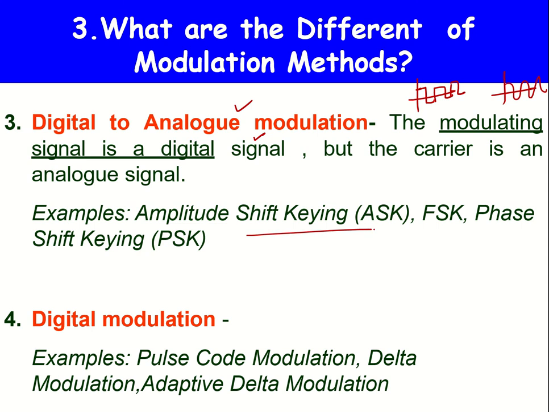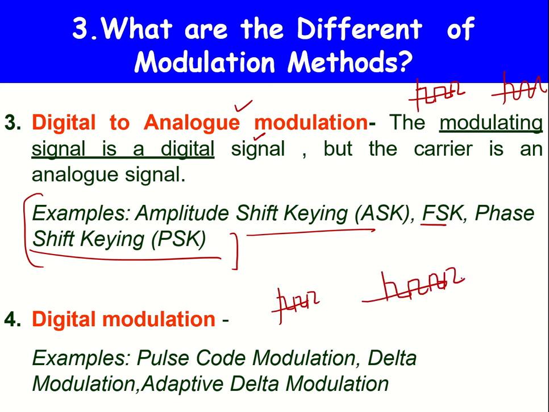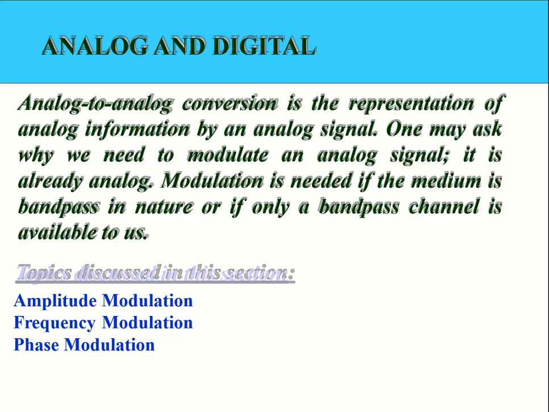So we have amplitude shift keying, FSK and phase shift keying. These are the different examples of the modulations. In digital modulations, the message signal is a digital pulse signal, and the carrier is also a digital pulse signal. So we have pulse code modulation, delta modulation, and adaptive delta modulation. These are just the basic intro of the different kinds of modulations.